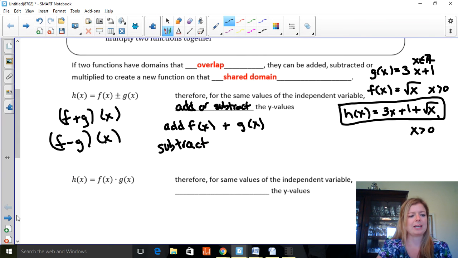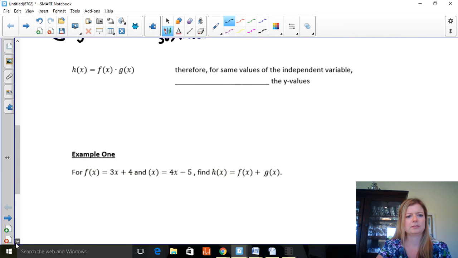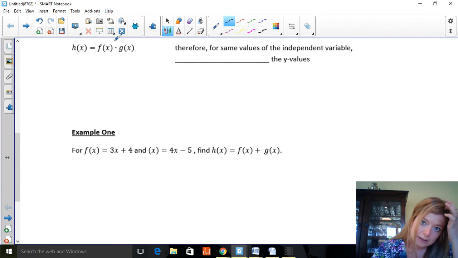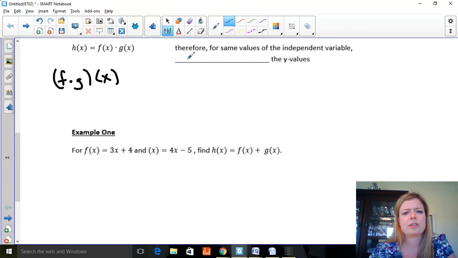All right, now for multiplication, guess what? It's the same thing, it's just that you're multiplying. So this could be rewritten as, notice they use a dot there for multiplication instead of a cross, that's important. It could also be written as f times g at x like this. Okay, so you just multiply the y values. So you find the y values from f at x and the y values for g at x, and then you multiply them together to get the y values for h at x.